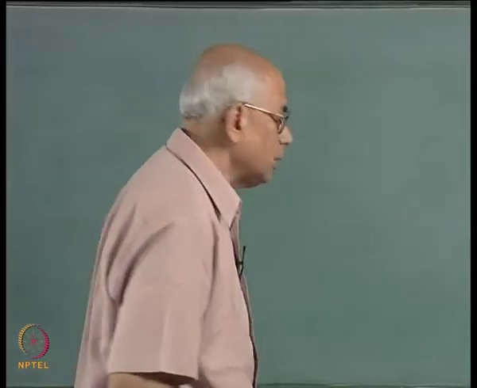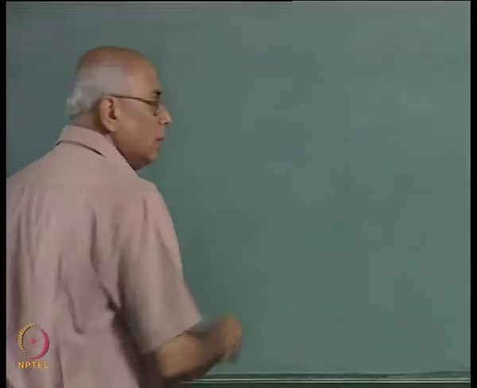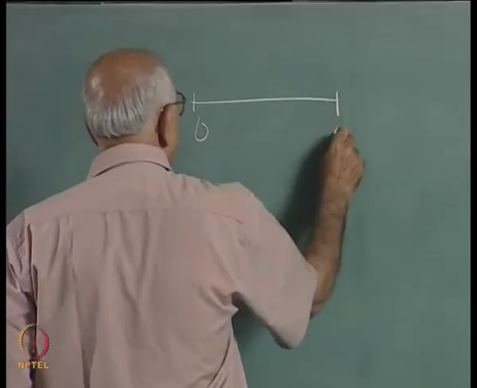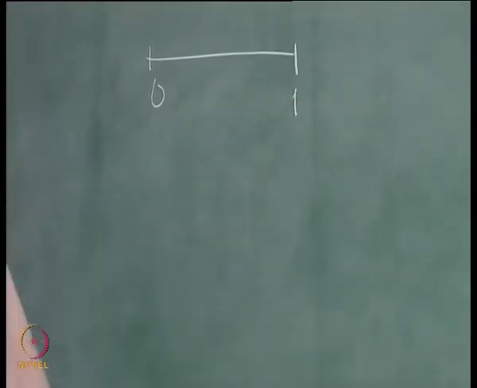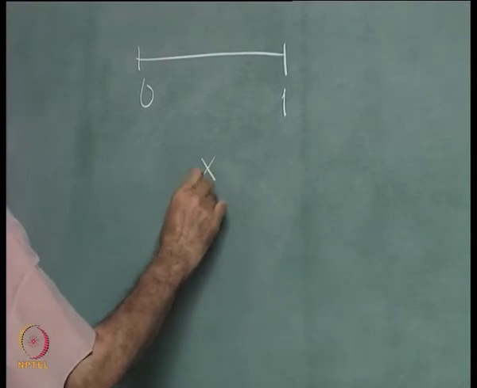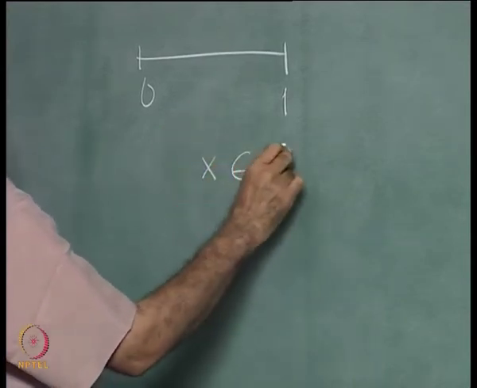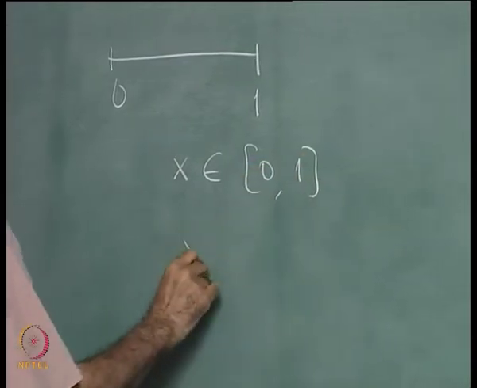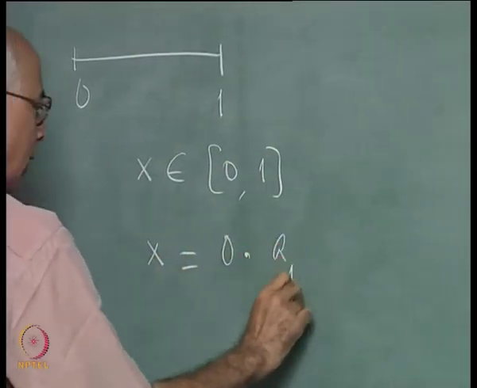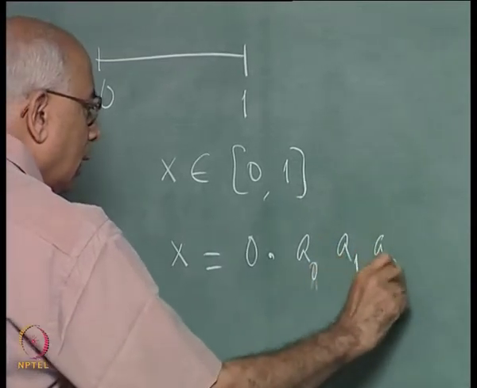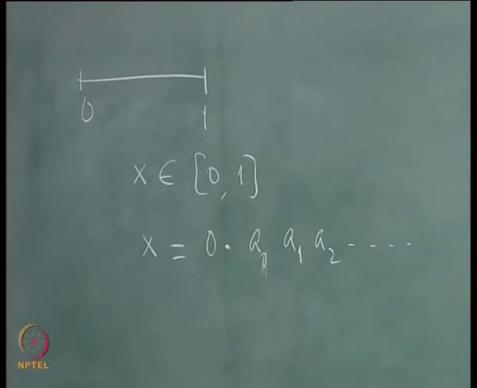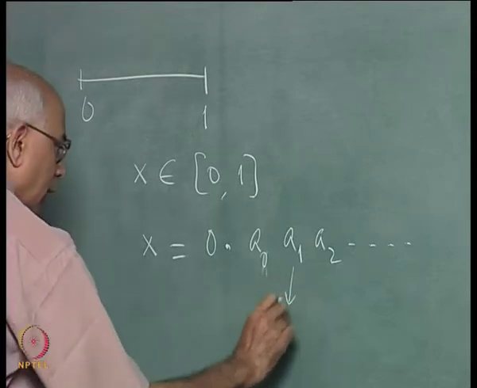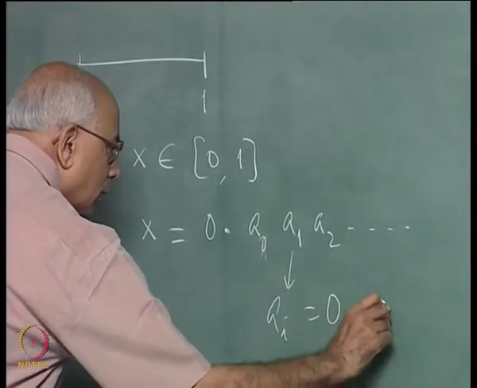Here's another such example. Suppose I take all numbers between 0 and 1 on the unit interval and I write these numbers in ternary rather than binary. So I write any number x in [0,1] as 0.a0 a1 a2..., where each of these digits is either 0, 1 or 2. So I'm writing everything down in ternary rather than binary.